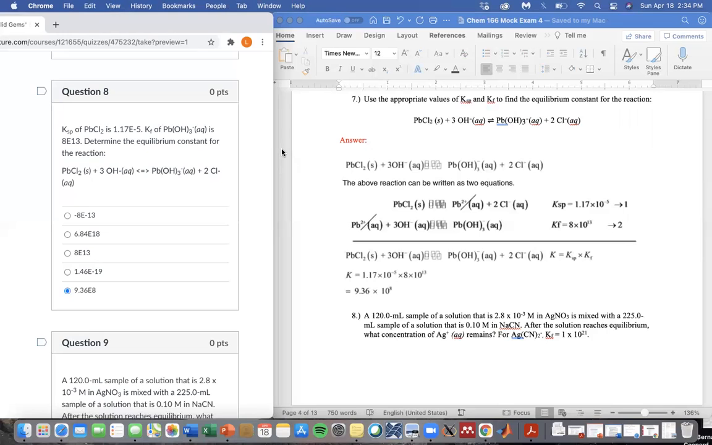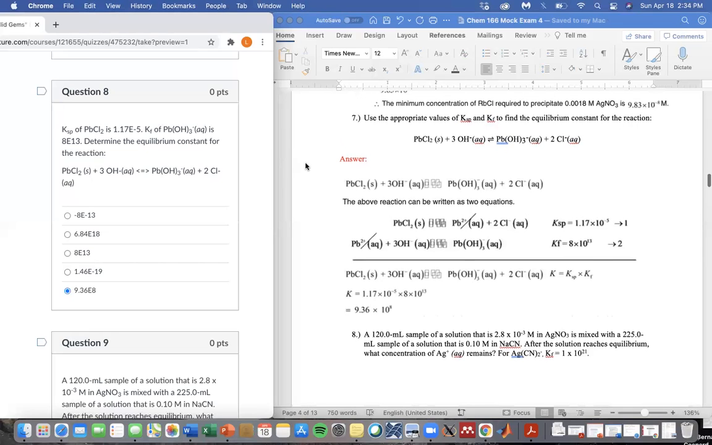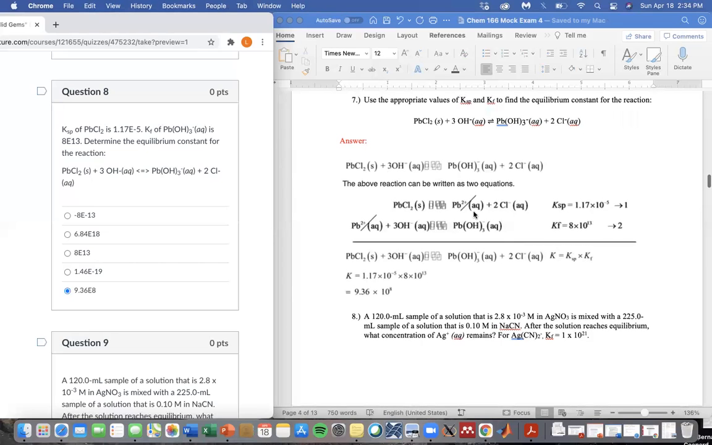So the key thing here was probably just multiplying the Ksp and the Kf, right? Yeah, exactly. All right.